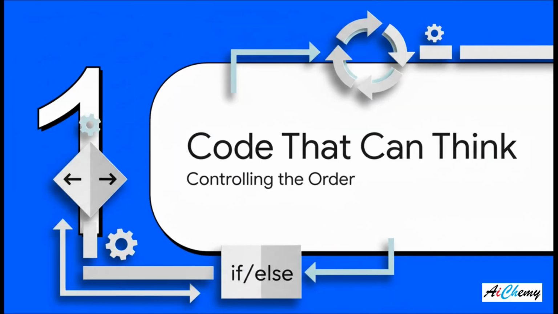Okay, so the official name for all this is control flow. And really, it's just a fancy term for the tools that let us control the order our code runs in. Instead of just a straight line, top to bottom, we can now create forks in the road, little detours, and even loops, directing our program exactly where we need it to go.